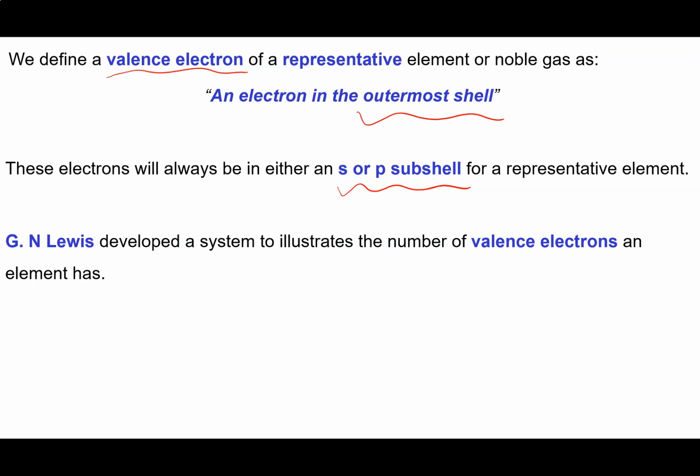Now, an American chemist by the name of Gilbert N. Lewis developed a system to illustrate the number of valence electrons that an atom has pictorially. And it's really simple. We're just going to illustrate valence electrons as dots. So an atom can have up to 8 valence electrons, and we can put 8 dots around an atom illustrating the number of electrons that it has.